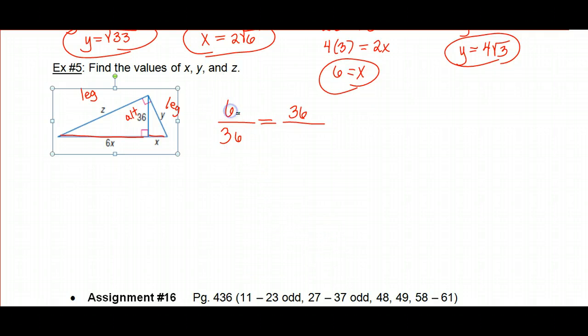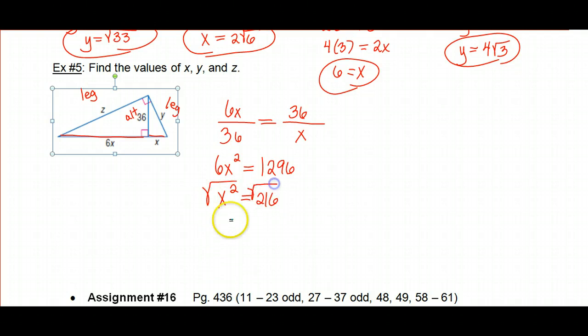So we're going to have 6x and x. You understand how I set that up? Okay, so cross multiply, we get 6x squared equals 1,296. Divide by 6 is 216, take the square root, and we get 6 radical 6, which is 14.69693. All right, that was x.